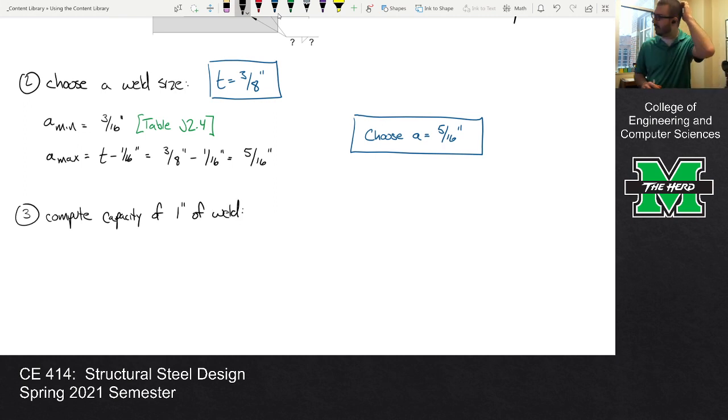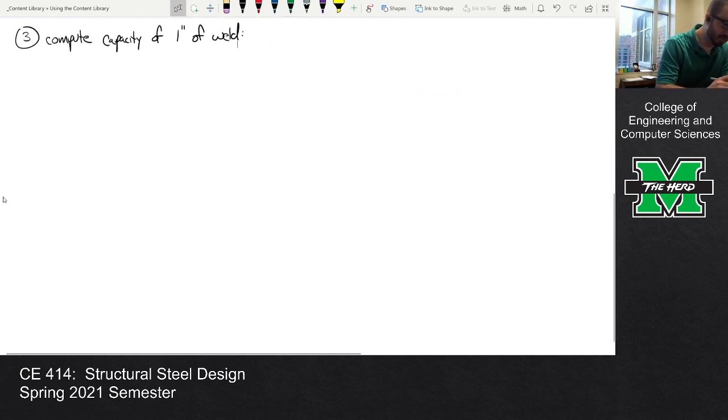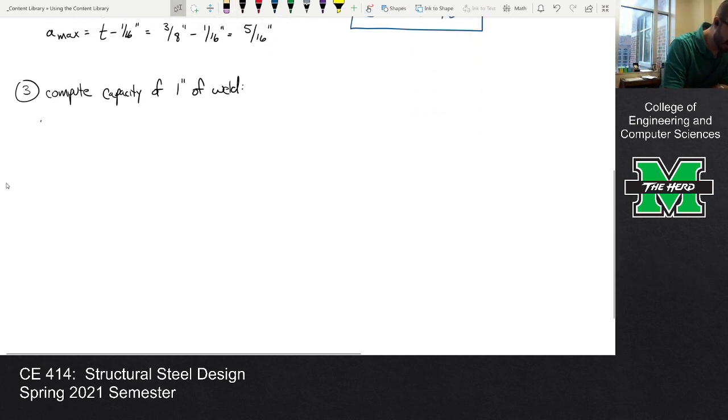Of 1 inch of weld. Okay, so this is based off of not just the weld metal, but the base metal, okay? So let's start laying out what we need to know. All right, so we know that the thickness is 3/8 of an inch. We know that A is 5/16, okay?